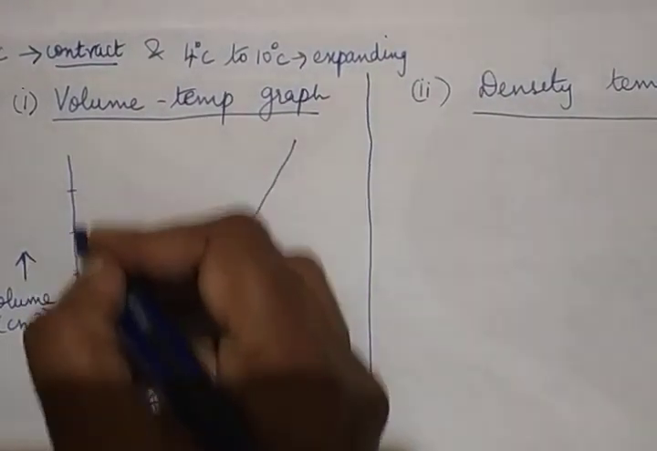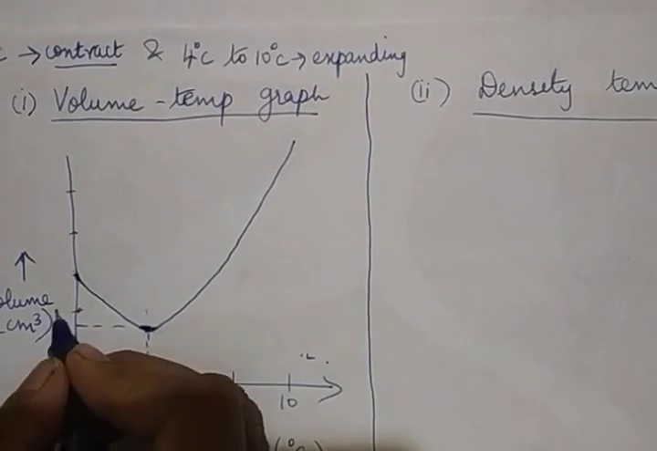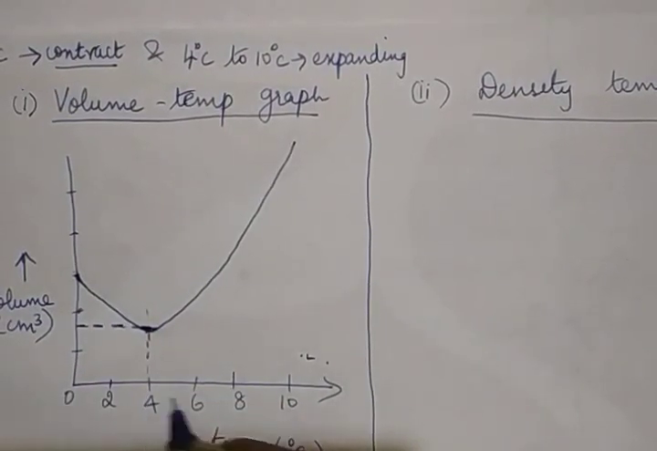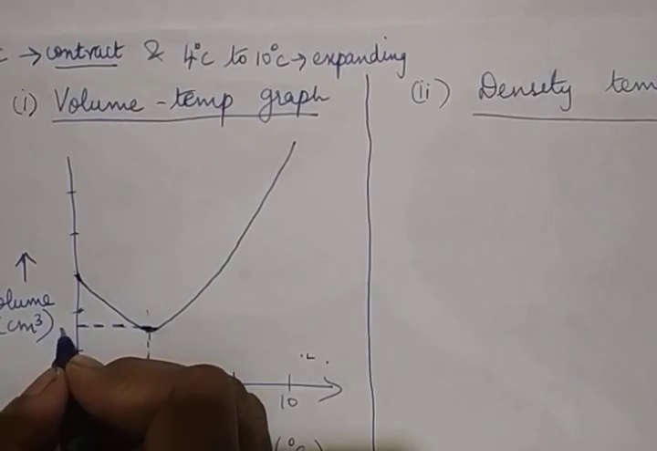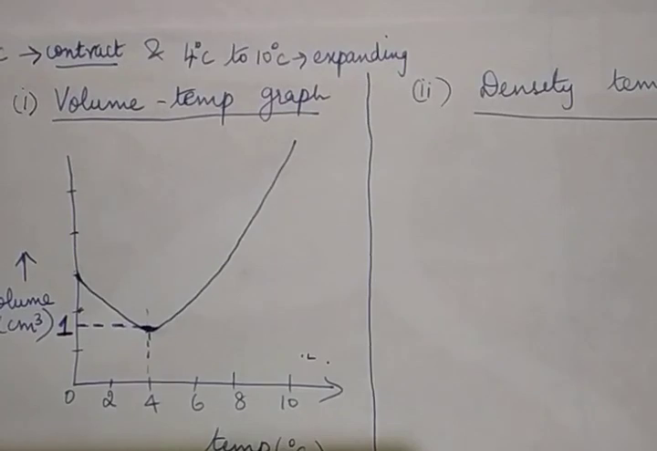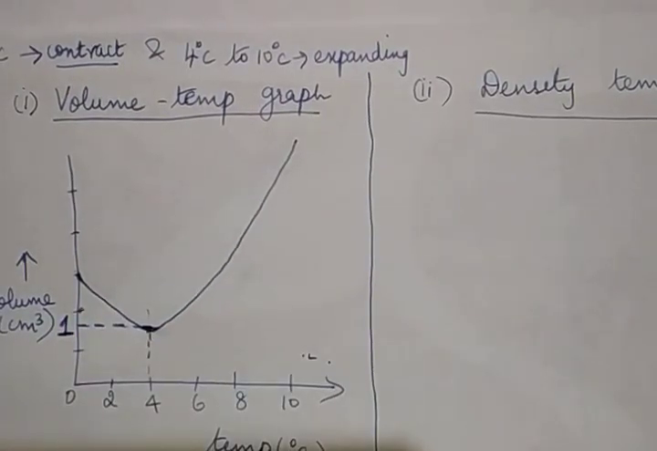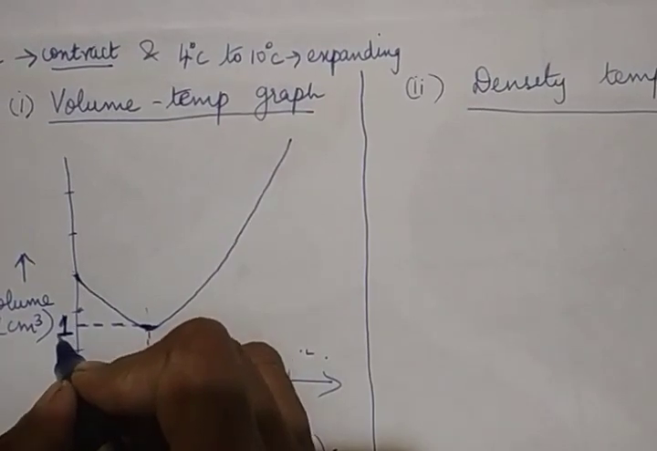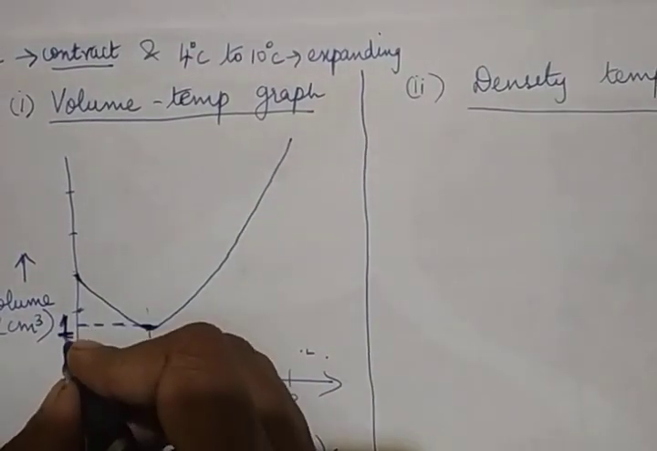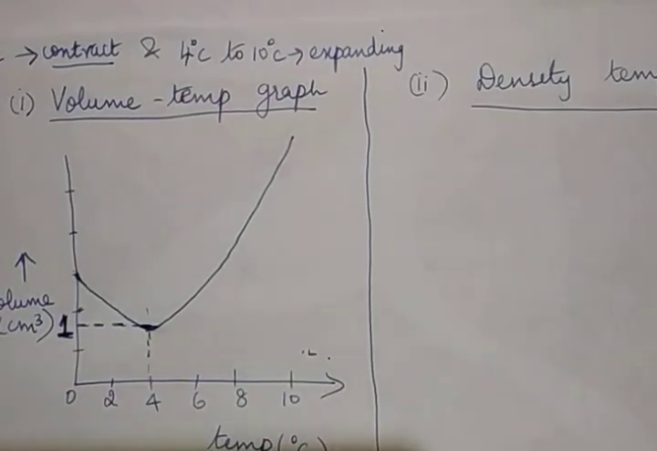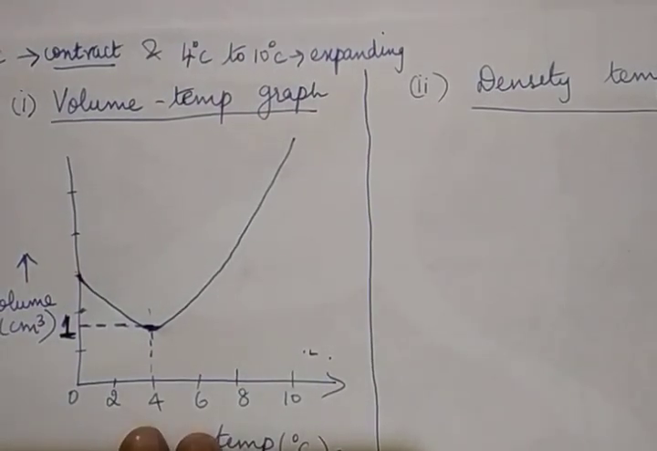Now, in volume, one reading you have to remember, that is this reading. When the temperature is 4 degrees Celsius, volume will be 1, the volume of 1 gram of water in centimeter cubed. So for volume, you will write it as number 1. Other readings you need not show, just write this as 1, at 4 degrees Celsius. I hope you understood this.